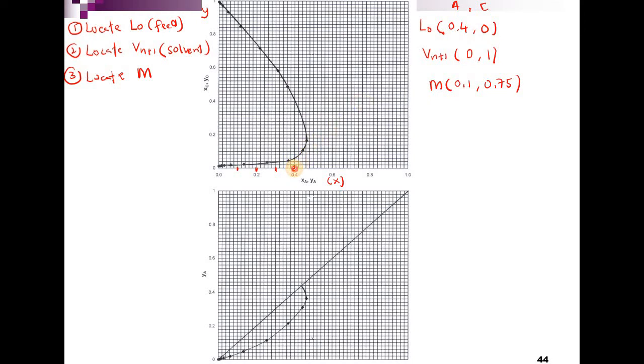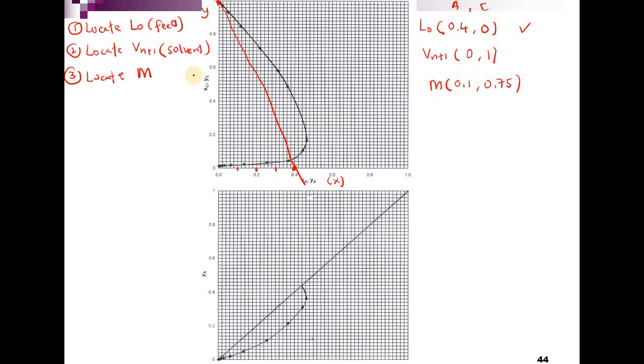0.40 is here, and 0.0 and 1 is here. Okay, so you join these two. You join these two lines, and next you locate M.